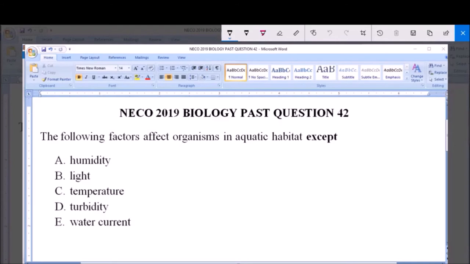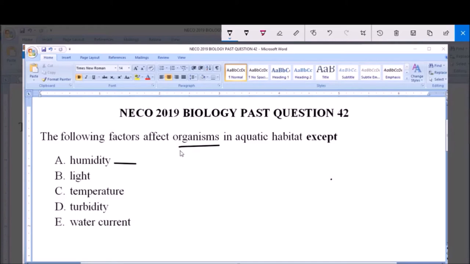The following factors affect organisms in aquatic habitats except: A. Humidity, B. Light, C. Temperature, D. Turbidity, and E. Water current. So, we have to pick an option which does not affect organisms in aquatic habitats. Now, for us to pick this option, we have to simply check out the meaning of the following factors.